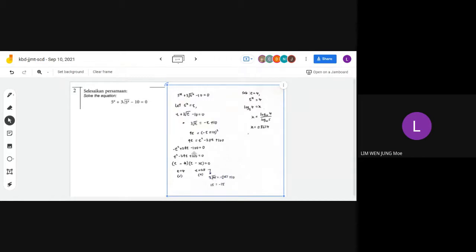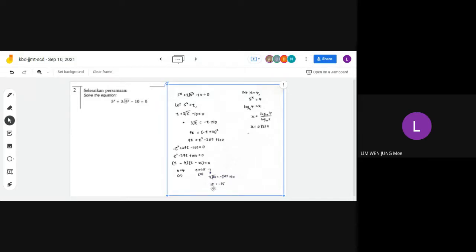And then you move everything to the other side, and then you get negative t power 2 plus 29t minus 100 equals to 0. And I make negative t power 2 equals to positive. And then I factorize both sides. And then I'll get t equals to 4 and t equals to 25. But I choose 4 only because if you sub t equals to 25 into the original equation, you will not get the same answer.